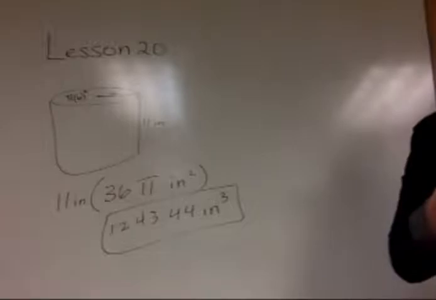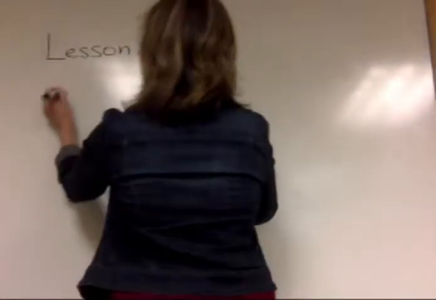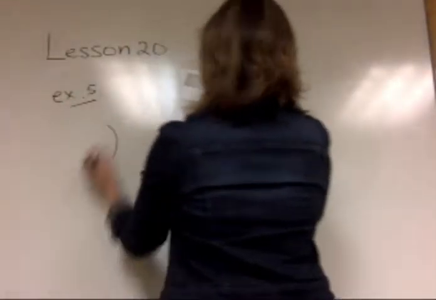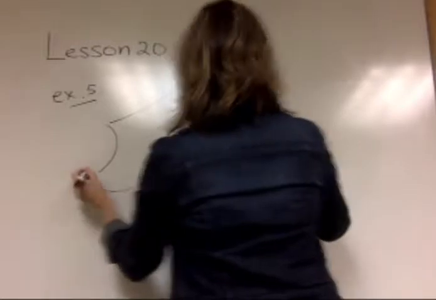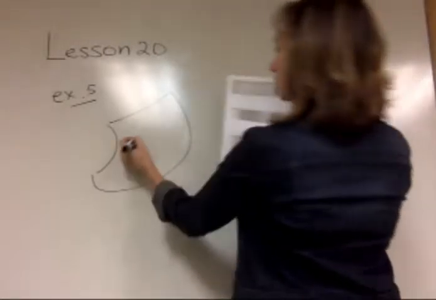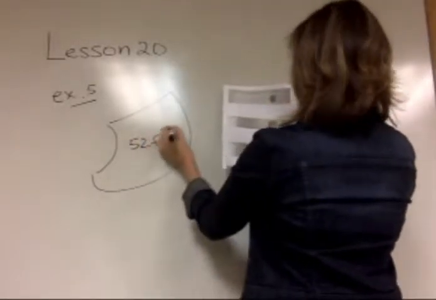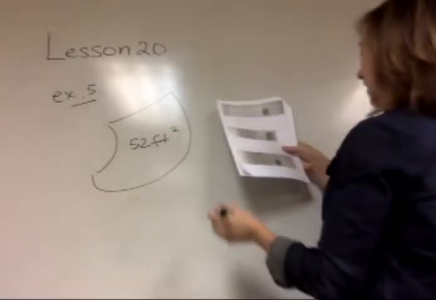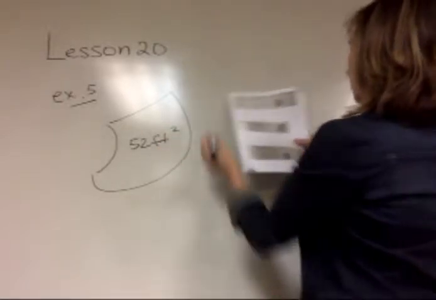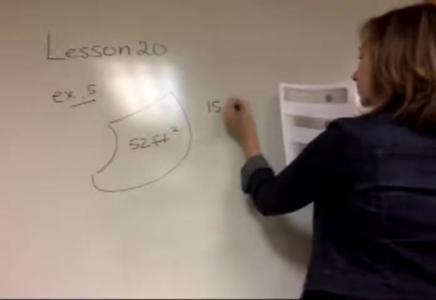Okay, the last one is the easiest one, even though it looks the craziest. Example 5, Matthew caught right onto this. It's a shape that looks like this. And it tells you that the area is 52 feet squared. And then it tells you that the height is 15 feet. Oh, and you just multiply.